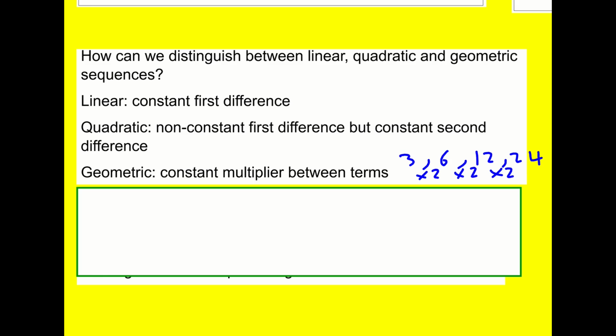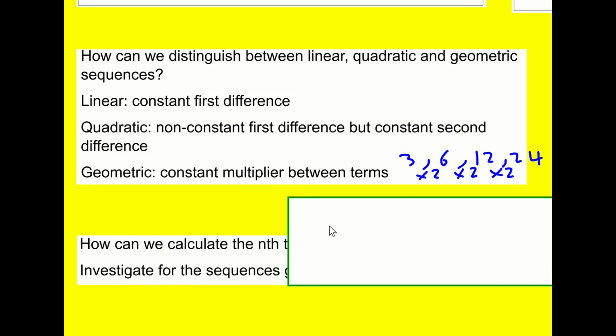You might also want to think about cubic sequences. Maybe that's not for right now, but we know linear ones have n in, quadratics have n squared in. What happens with cubic sequences? That's something to investigate. And really, that's the end of the lesson.